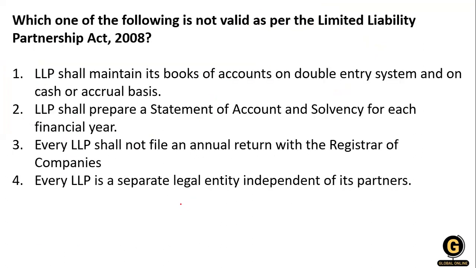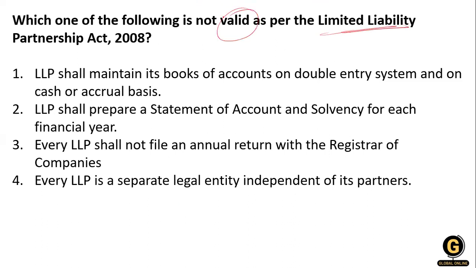Yes. Now the next question: which one of the following is not valid as per the Limited Liability Partnership Act 2008? First, LLP shall maintain its books of account on the double entry system and on the cash or accrual basis. Second, LLP shall prepare a statement of account and solvency for each financial year. Third, every LLP shall not file an annual return with the Registrar of Companies. Fourth, every LLP is a separate legal entity independent of its partners. The question is which is not valid.